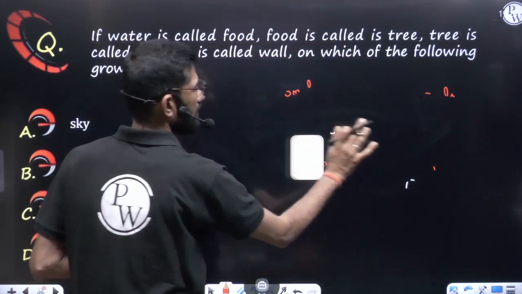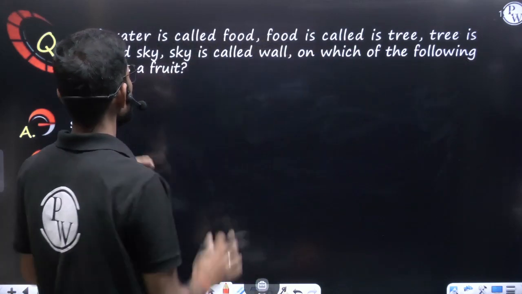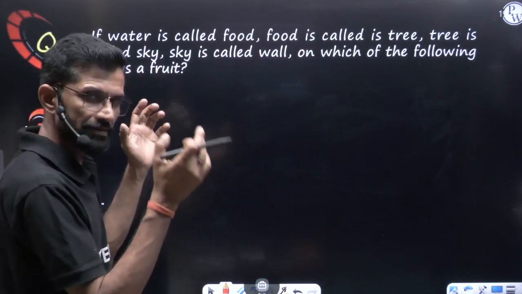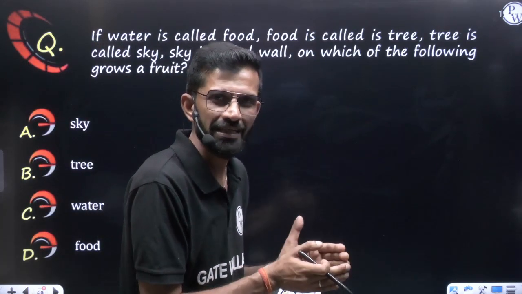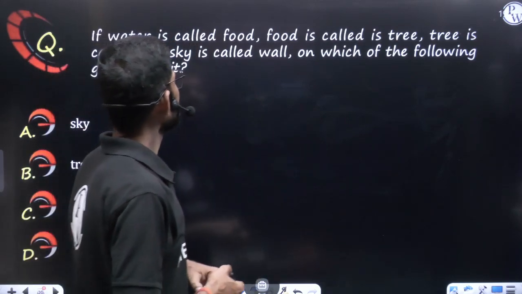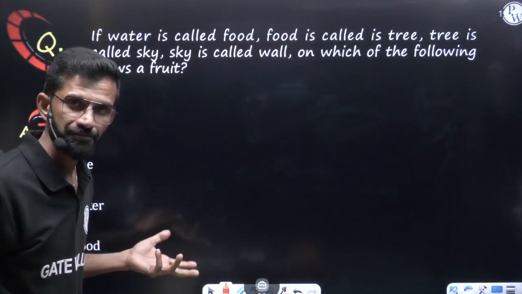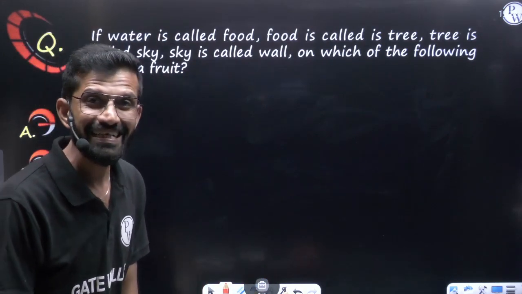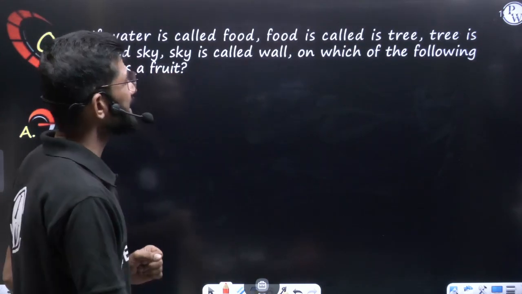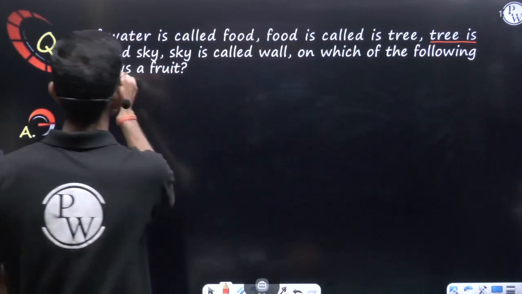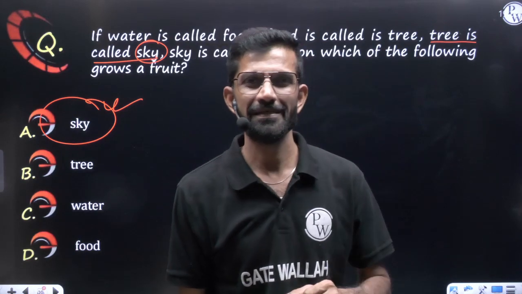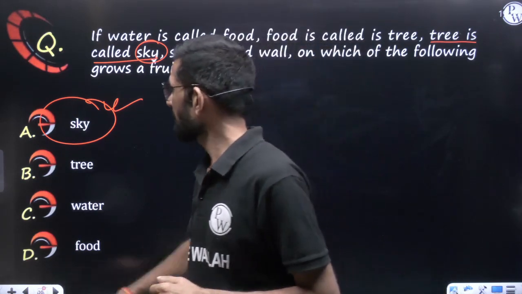Now moving further, let us understand this part. Here they are saying if water is called food, food is called tree, tree is called sky, sky is called wall. It means the first word they say is the original word, and the next is the code, because they are using the words is called. Sky is called wall. On which of the following does fruit grow? Actually the fruit grows on a tree, but we cannot say tree because we have to talk in the code. So tree is called sky, so fruit will grow on sky. This is the answer because we have to say it in the code. Clear? Next question.